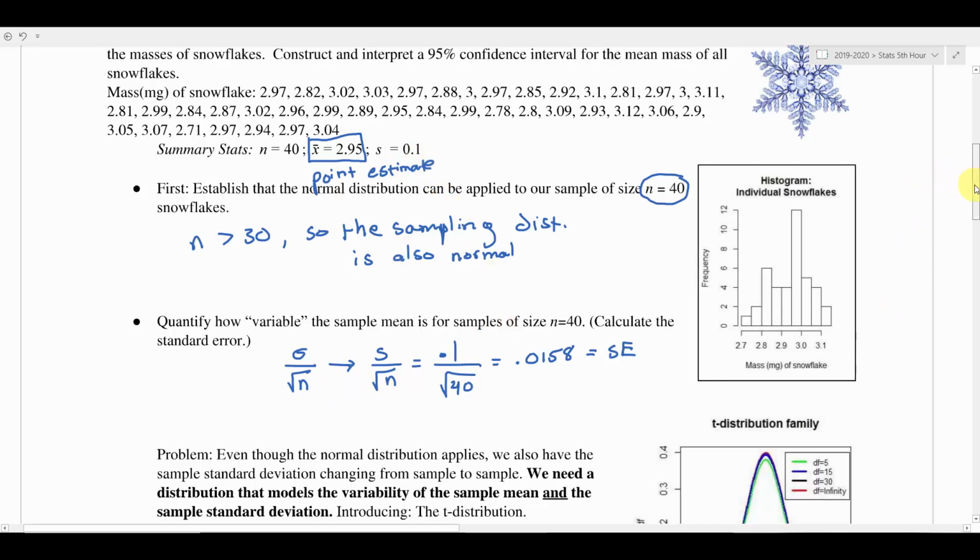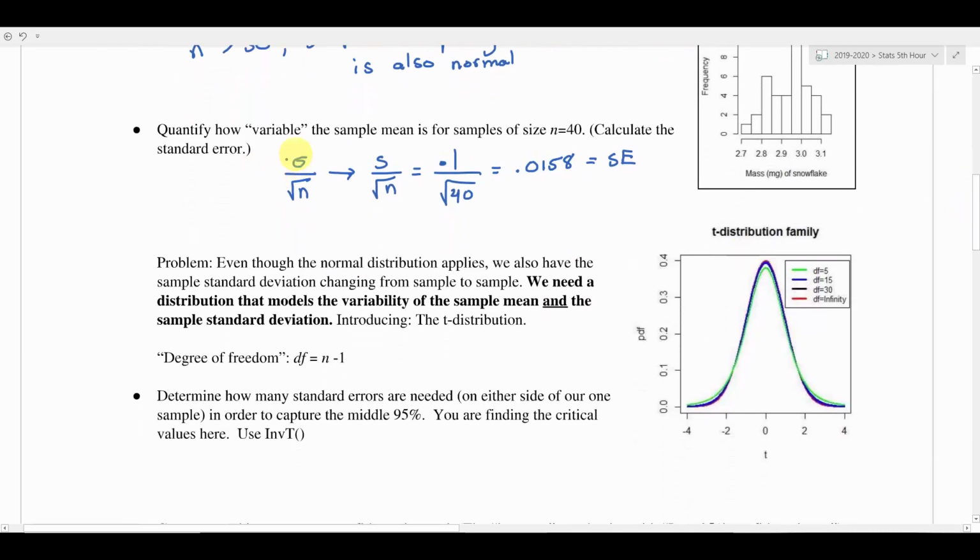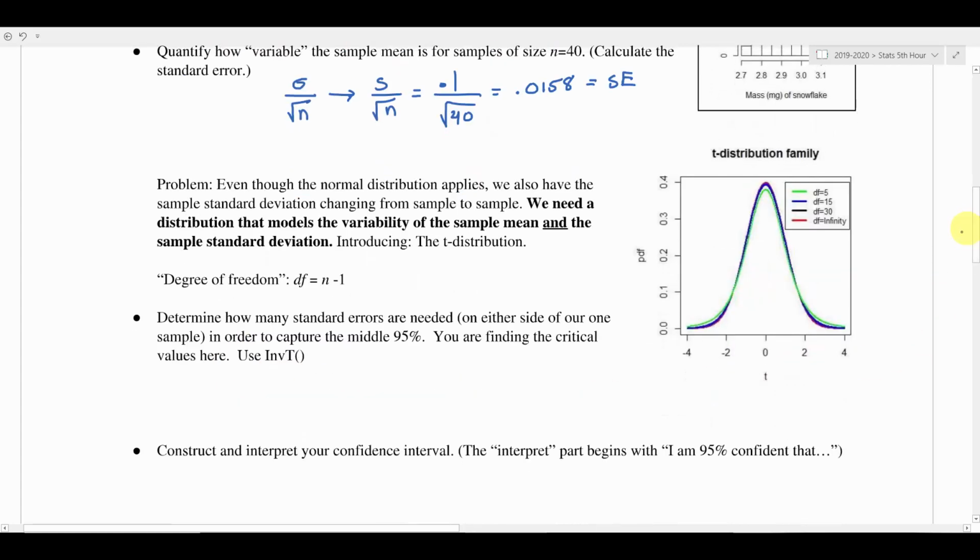All right, so now that we've made that substitution for the standard deviation, population to sample, that means we're going to be using this t distribution family, because we need a distribution that models the variability of the sample mean and the sample standard deviation. And we need to make sure that we understand the degrees of freedom, in the sense that we need to know how to calculate it.